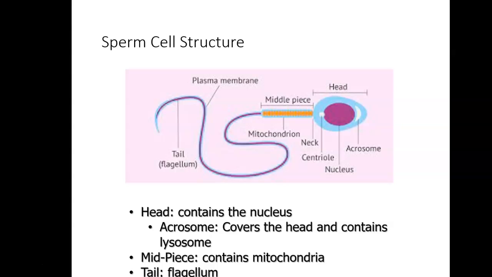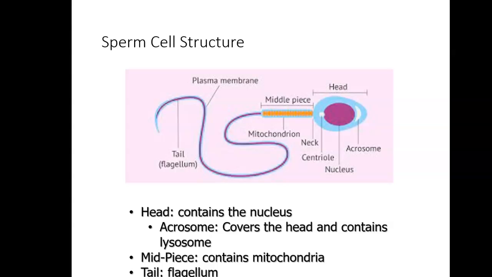And remember, back in our cell unit, lysosomes help clean up the cell, keep it clean and functioning efficiently. In the midpiece, there's going to be a whole bunch of mitochondria that are going to help provide the energy to make the ATP needed in order for the tail, which is the flagellum, to be able to move and propel the sperm through the female reproductive tract and hopefully to the egg, which will then allow fertilization to occur.